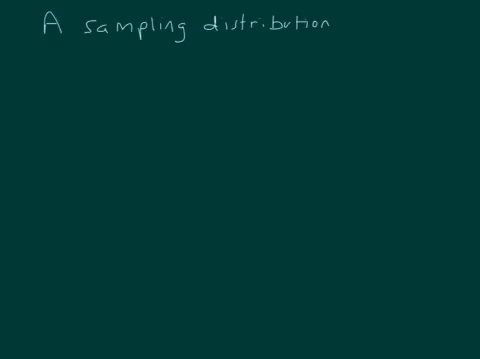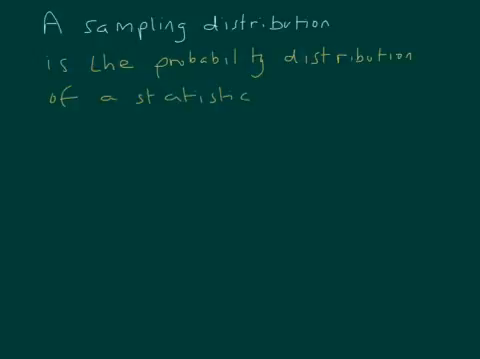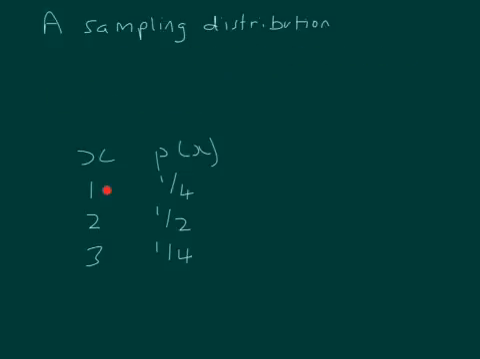Now we're going to consider a sampling distribution. And what is a sampling distribution? Well, it's the probability distribution of a statistic. So if we've got certain numbers, 1, 2 and 3, and the probability that x is 1 is 1/4, the probability that x is 2 is 1/2, and 3 is 1/4, this is a sampling distribution. It shows the probability of each of these numbers.